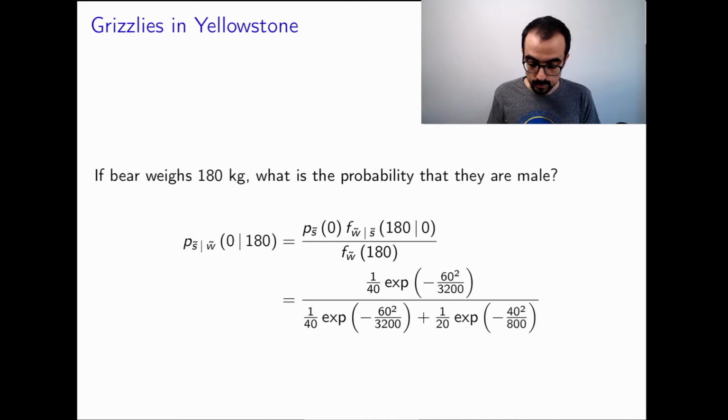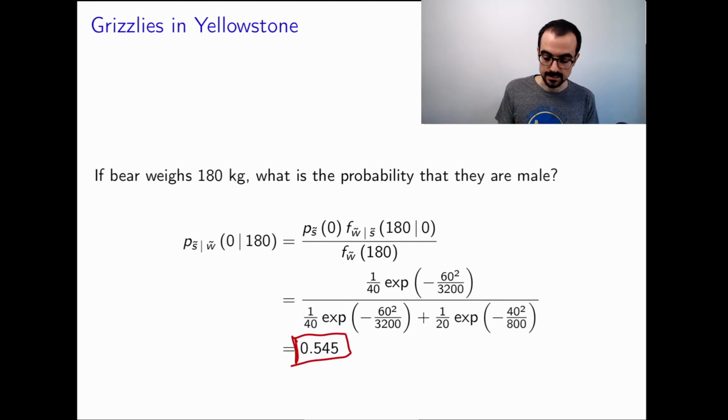Those are the values when we stick in the Gaussian distributions. We end up with the probability that this bear in particular is a male being about 54.5%.